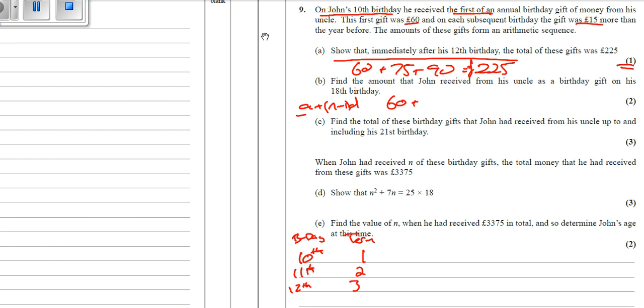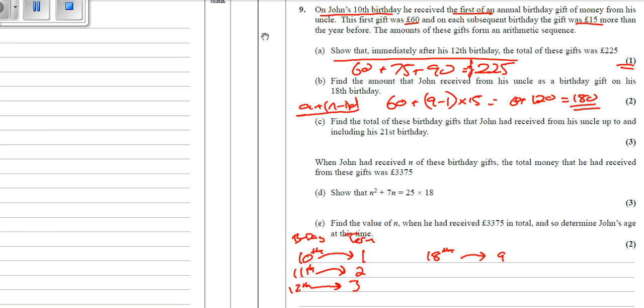Now n in this question is going to be the trickiest part. This is the 18th birthday. If we have a look here, to get from the birthday to the term, take away 9. So the 18th birthday is going to be the 9th term. So if we're going to use a plus n minus 1 d, it's going to be 60 plus 9 minus 1, what's the difference, which is 15. So that equals 60 plus 8 times 15, which is 120. So it's 60 plus 120, which equals £180.